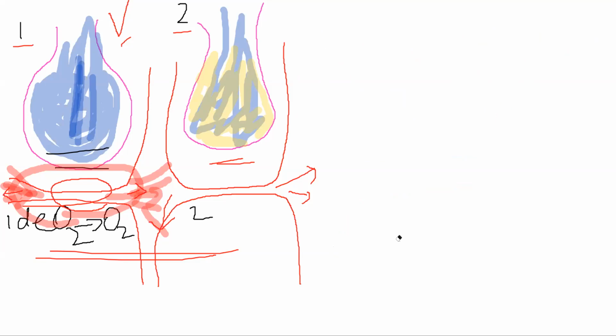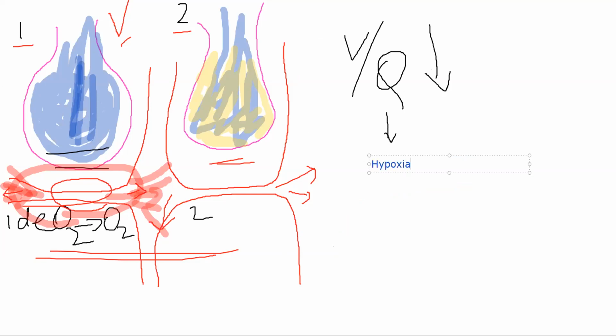So what is happening is V by Q falls, right? Because of which what will end up happening is hypoxia. If there is hypoxia, your body will obviously see, if there is both decrease in ventilation and perfusion, you will have your chemoreceptors here and baroreceptors here present in your blood vessels. I hope you already know this.